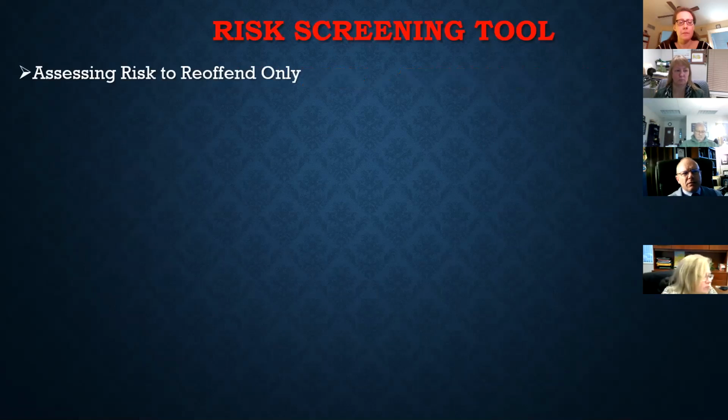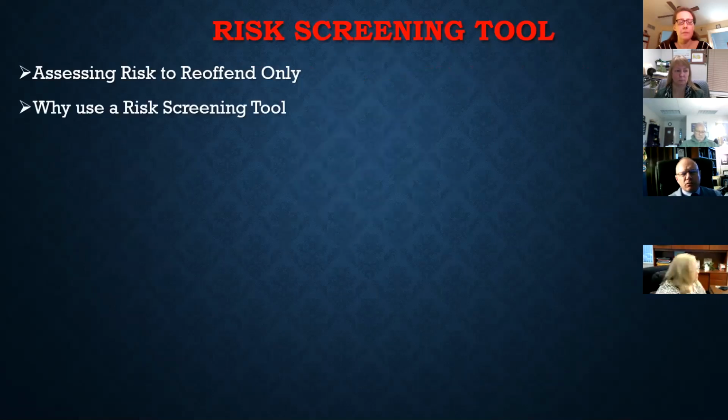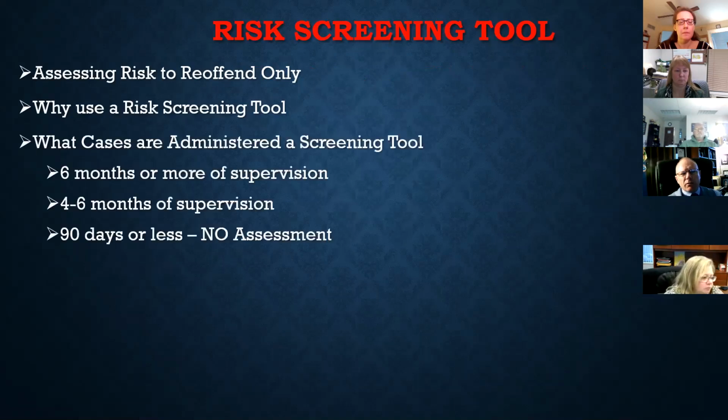So, risk screening tools, assessing risk to reoffend only. Why do we use a screening tool? Well, for large populations, like Class 3 counties like Dauphin and Philadelphia, being higher class counties with large jurisdictions, risk screening tools are great. You can implement them on a lot of folks, and as long as you're properly trained, which is not very difficult, you can complete them in 10, 15 minutes. In the ORAS, it'll give you a low or high score, okay?